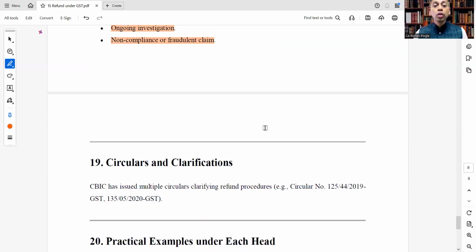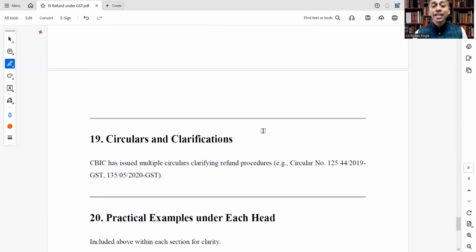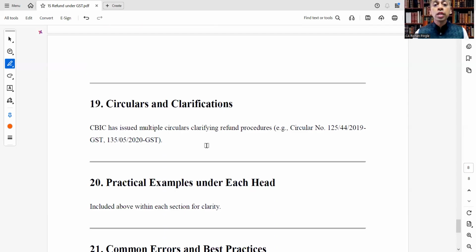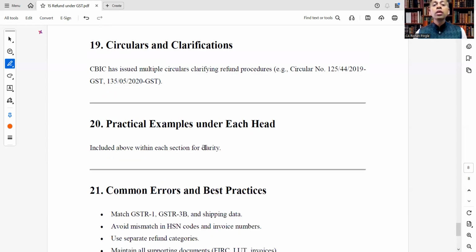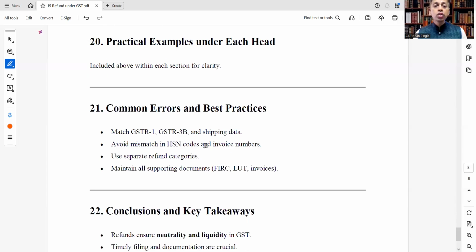Let's see a few of the circulars and clarifications. CBIC has issued multiple circulars clarifying refund procedures. For example, circular number 125/44/2019-GST and 135/05/2020-GST. You can note down these circulars and after the video you can refer to them. Practical examples under each head? Yes, we have covered examples under each topic head.